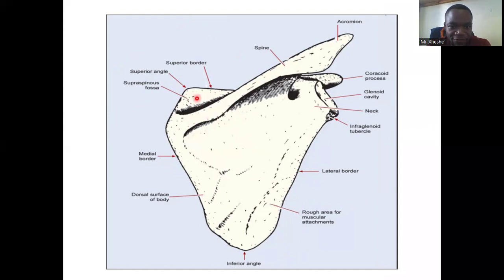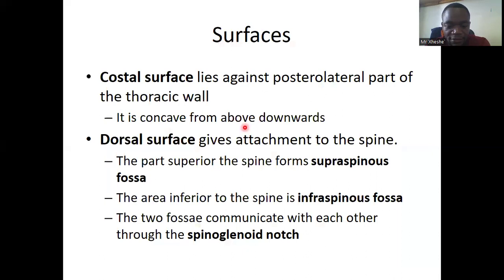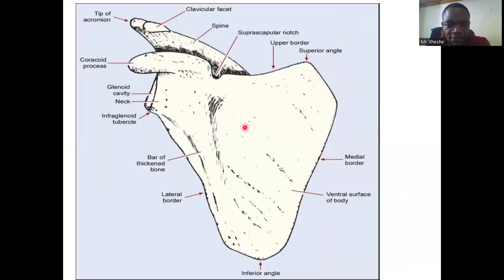There's a part above the spine and the part below the spine. We'll come to that, so we'll leave it here for now. So this is the posterior surface. Some books will say dorsal. Remember, dorsal and posterior are one and the same. Then this is the anterior, or you can say ventral, surface.